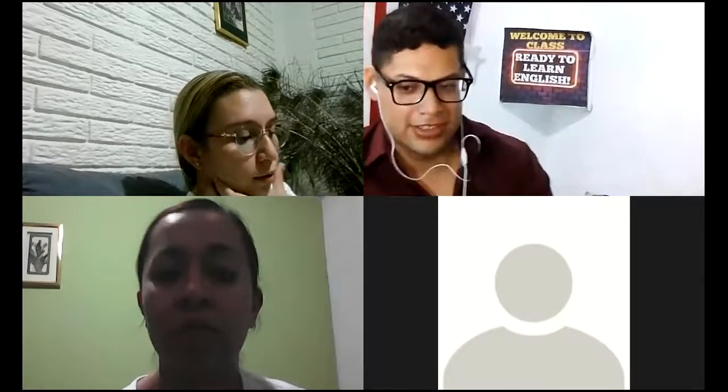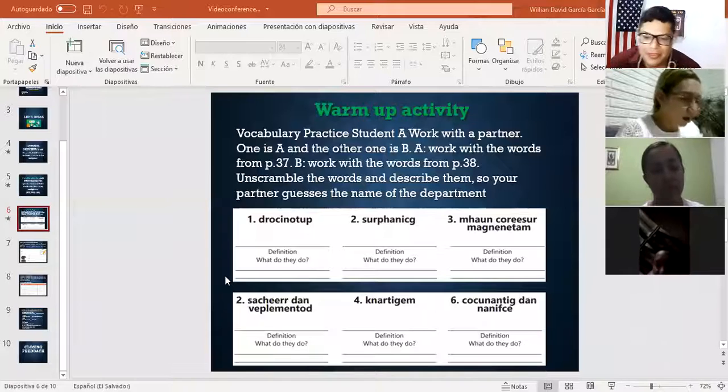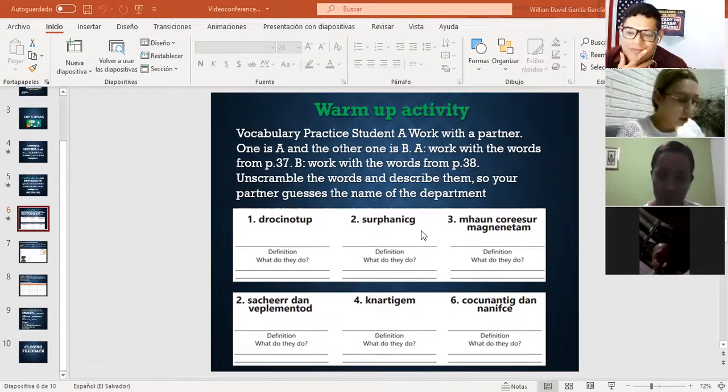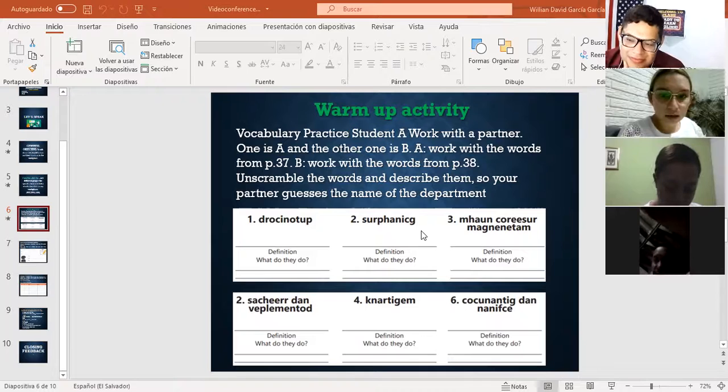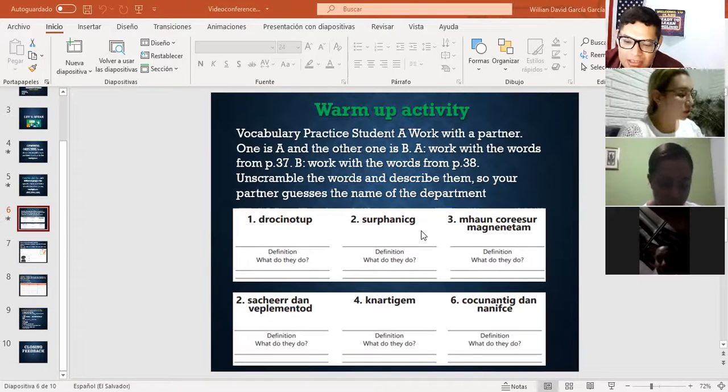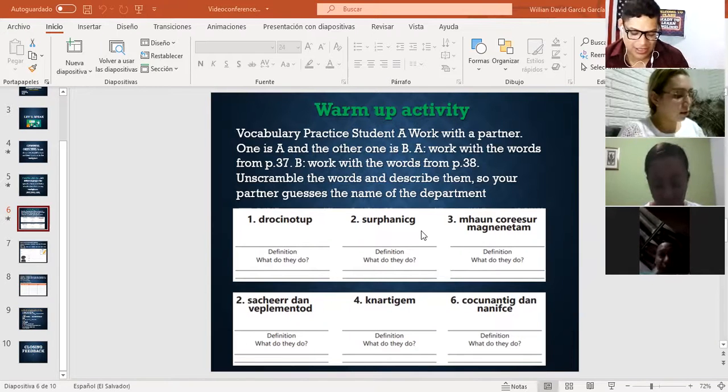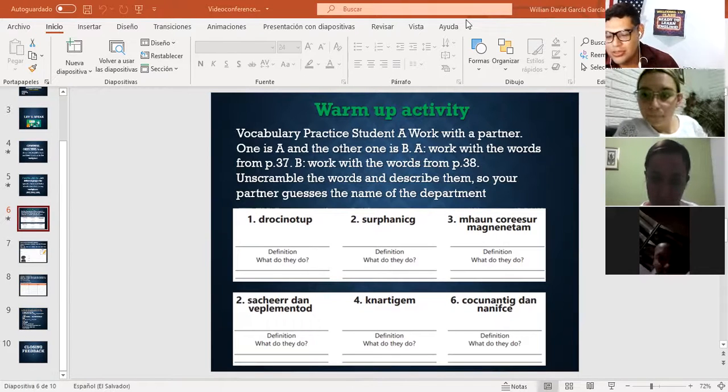Ready? Finished? Not yet. Finished. Okay, let me see here. What is number one? Production. Okay, the second one? Purchasing. And the third one? What do you have for this? Human resource management. Right, that's cool. Okay, I think we're going to go back because most of the groups have finished.